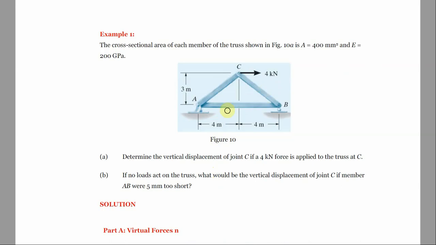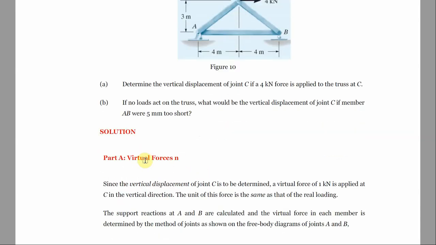Now, let's look at this truss. The cross-sectional area of each member of this truss, as shown here, is A, and E is this. Assuming we have a force of 4 kilonewton applied here, we want to determine the vertical displacement of joint C if a 4 kilonewton force is applied to the truss at C. And we want to look at the second scenario: if no load acts on the truss, what will be the vertical displacement of joint C if member AB were 5 mm too short? Now, we want to look at the virtual force.